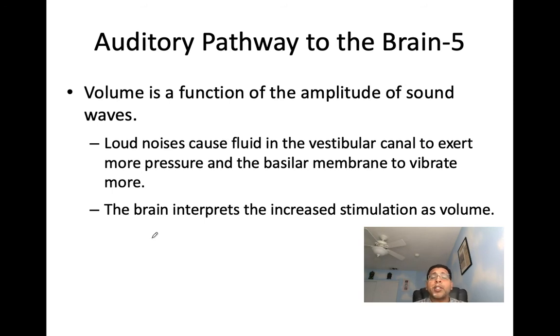Volume is a function of the amplitude of sound waves. Loud noises cause fluid in the vestibular canal to exert more pressure on the basilar membrane, making it vibrate more. The brain interprets the increased stimulation as volume.